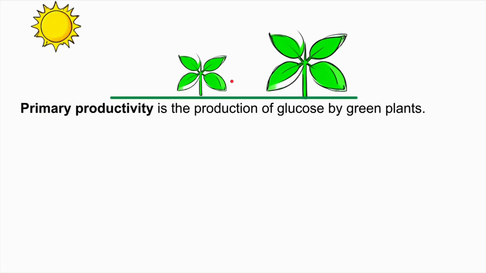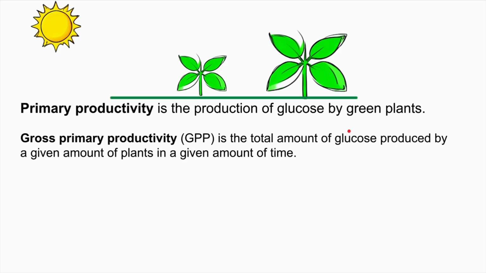Now, the term for capturing light energy and turning it into glucose is called primary productivity. This is what we call the production of glucose by green plants. But we need to be very specific about two different aspects of it. One is called gross primary productivity, or GPP. Basically that's the total amount of glucose that the plant made in a given period of time. Let's say over the course of a day, it made a certain amount of glucose, which we could measure, say, in kilograms.